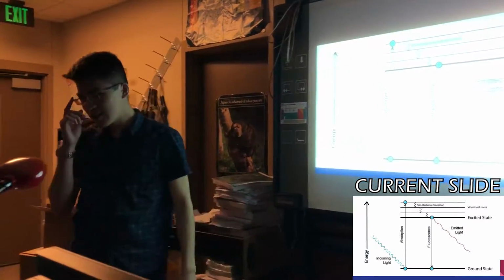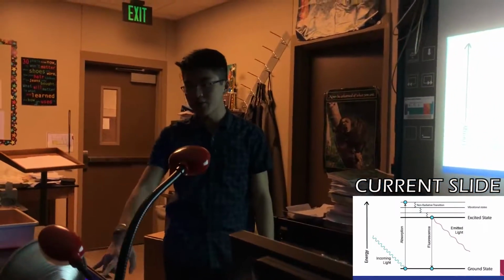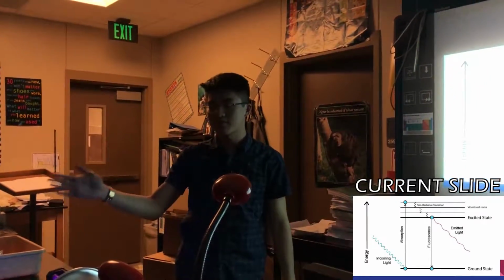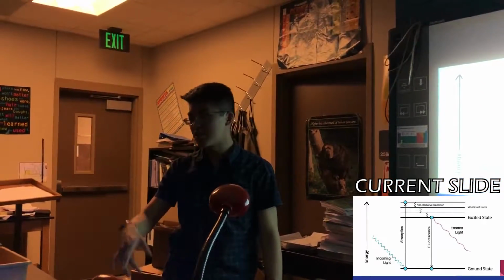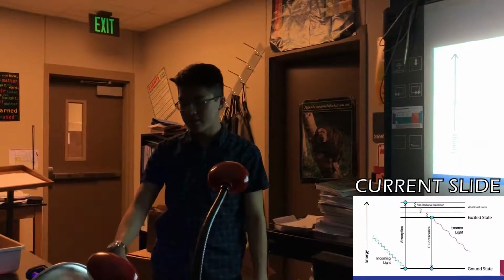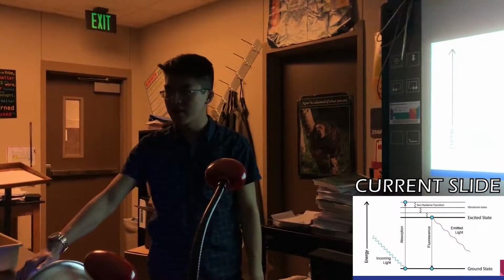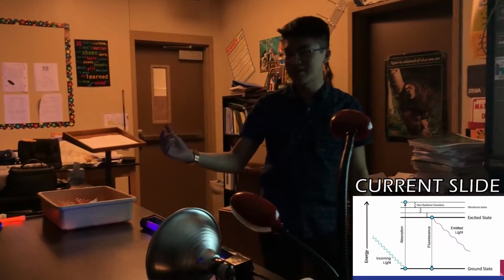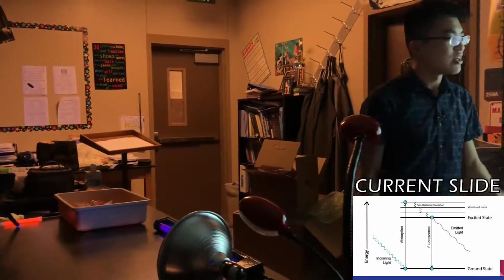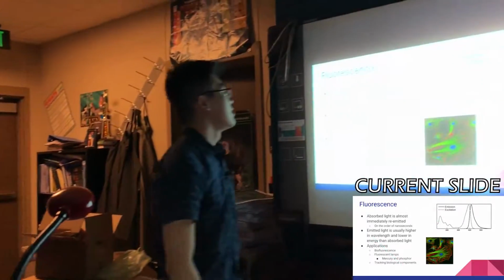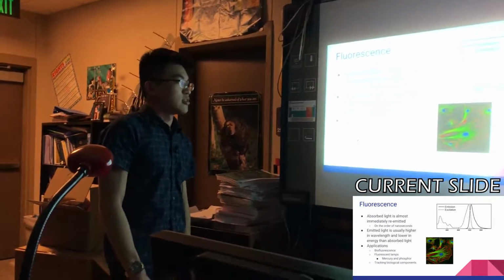We generally use black light, UV light, because it's high in energy, low in wavelength, and it's not too visible to the human eye. So it's cooler when you see something glow from this. So let's go back to some applications.